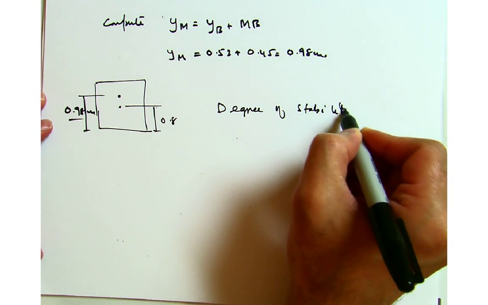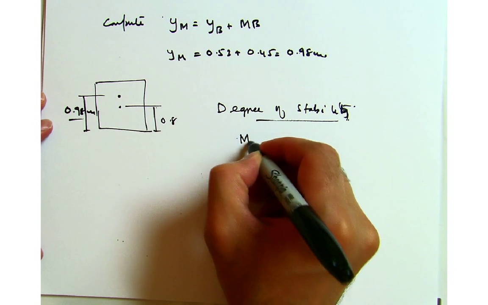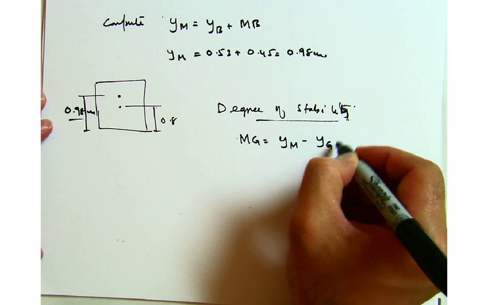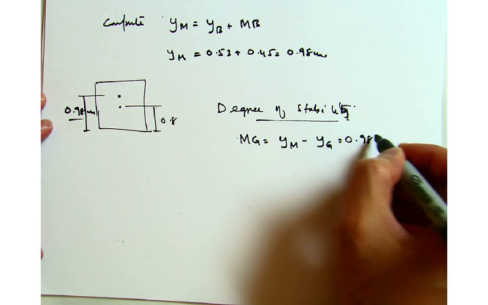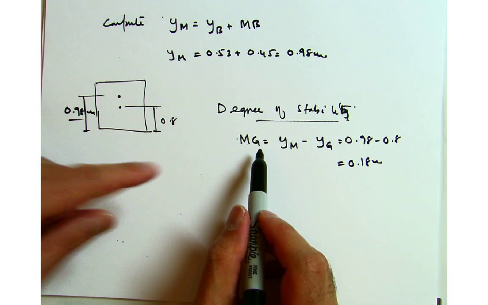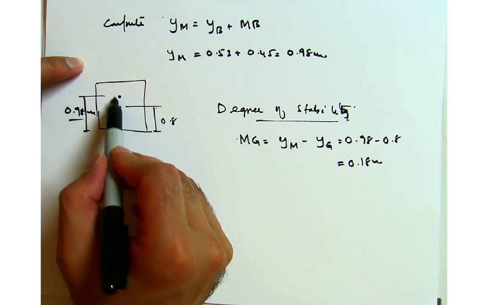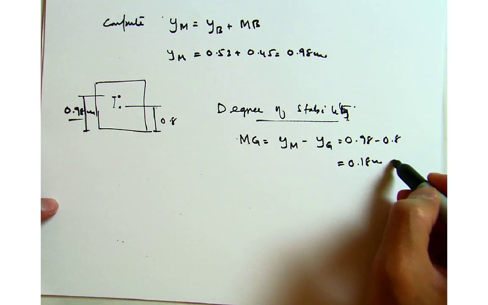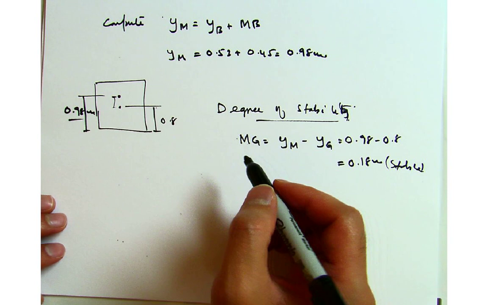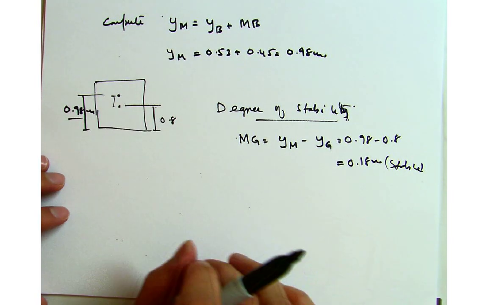I can find this MG, which is Ym minus Yg, and in this case it is 0.98 minus 0.8, so it gives me 0.18 meters. And as we talked about, if MG, which is the distance from G to M, is positive, it will be stable. If it's negative, it's unstable. And the same way, if Ym is greater than Yg, that is fine.